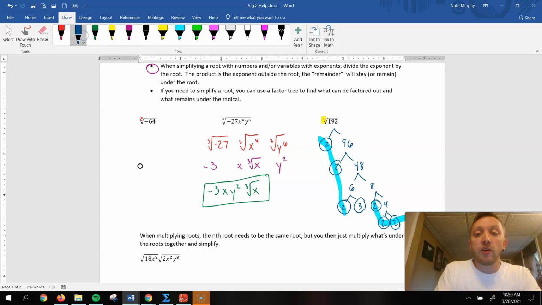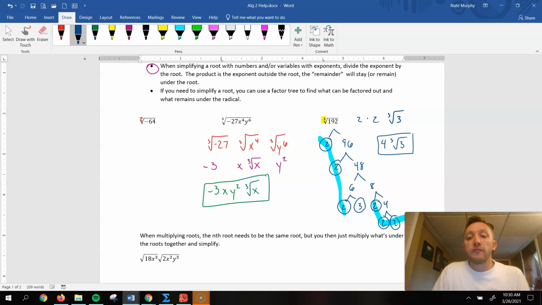So I get to factor out a 2 for that first set, a 2 for the second set, and then we're left with a 3 underneath the radical. And 2 times 2 would be 4. So your answer here would be 4 times the cubed root of 3.